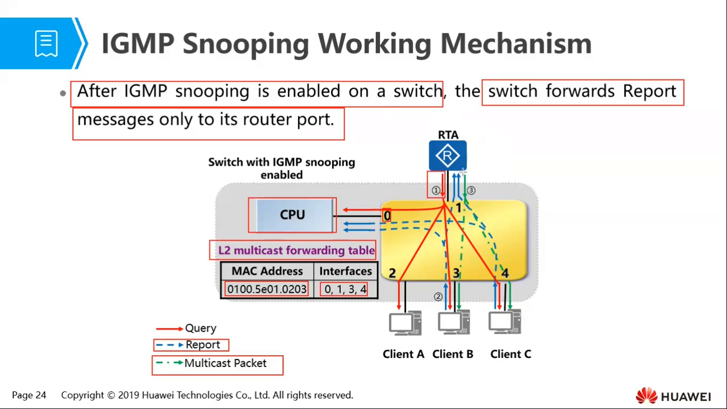So for example, in this example here, we have a multicast packet that is being denoted by this green arrow. So only client B and client C have joined that group, and therefore we will have in this MAC address table the MAC address for that particular group, and for the members we'll have 3, 4.